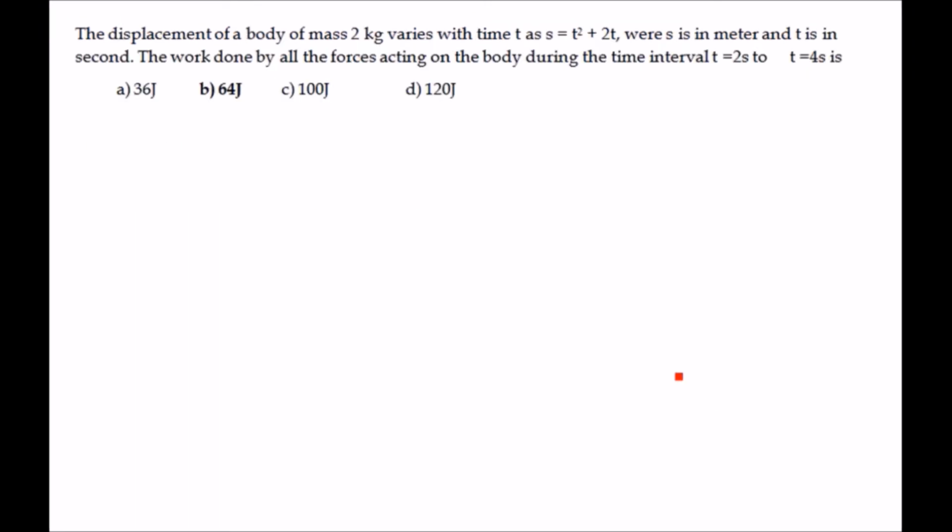The next problem is that the displacement of a body of mass 2 kg varies with time t as s is equal to t square plus 2t, where s is in meter and t is in second.